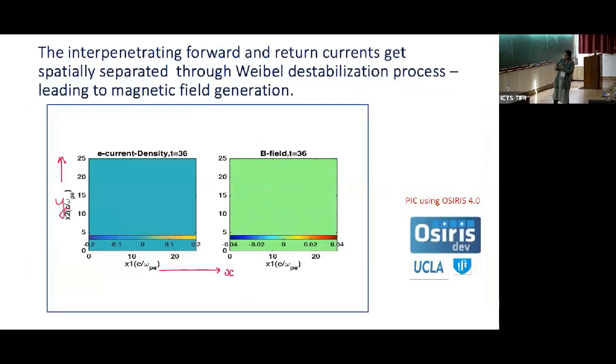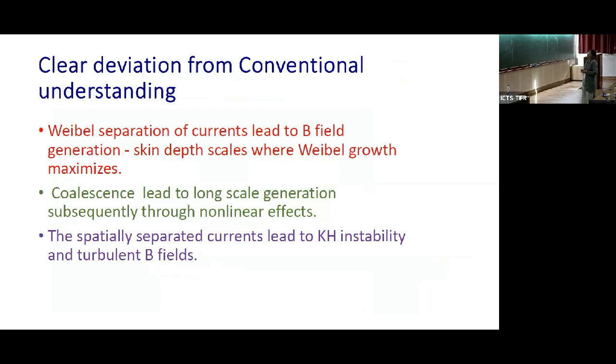So this was a movie which I will not be showing anyway, where you could see that the Weibel destabilization occurs at the electron skin depth. And so there is a clear deviation from conventional understanding about Weibel being the cause of that. And it's only ultimately the coalescence that leads to long scale generation. We see longer scales at the very beginning.